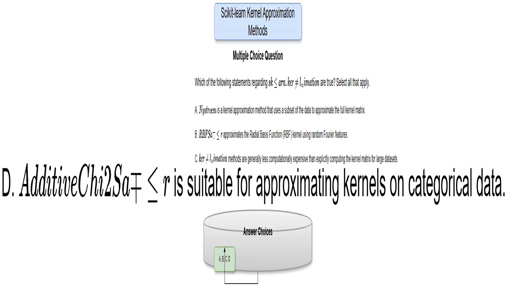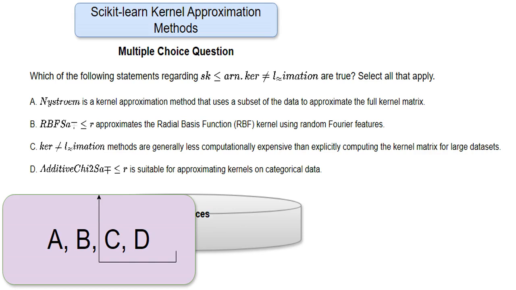The AdditiveChi2Sampler is designed for categorical data. Data that is divided into distinct categories or groups, not continuous values. It's the right tool if you're dealing with that type of data. The answer is all of the above. Each statement accurately describes a key aspect of scikit-learn's kernel approximation methods.